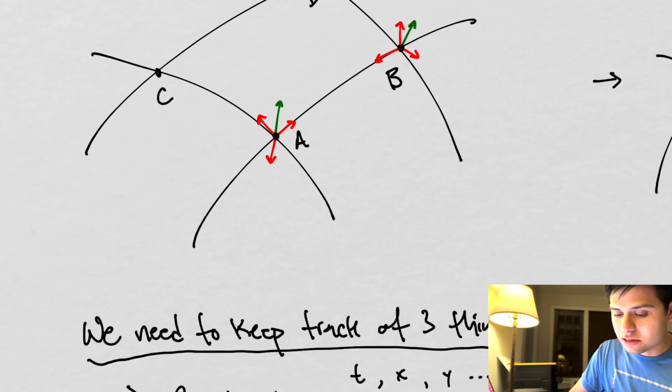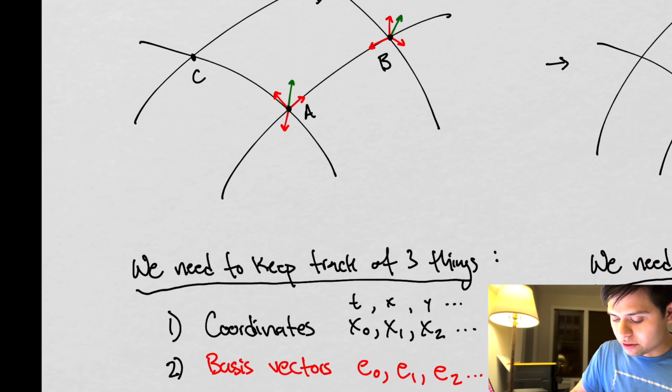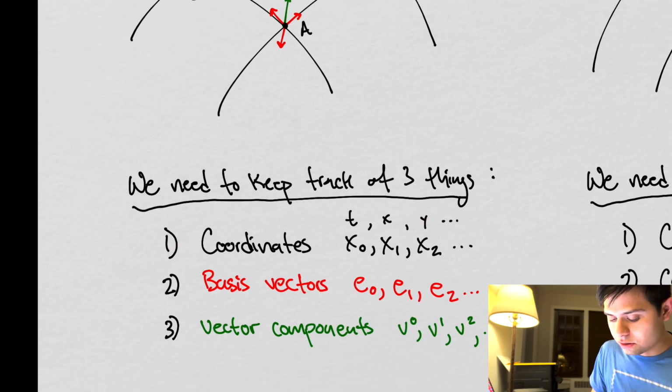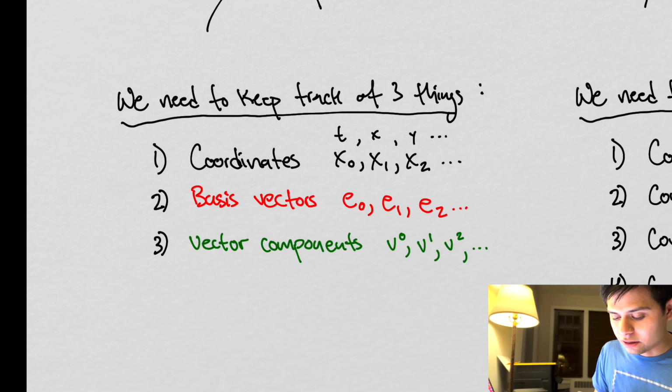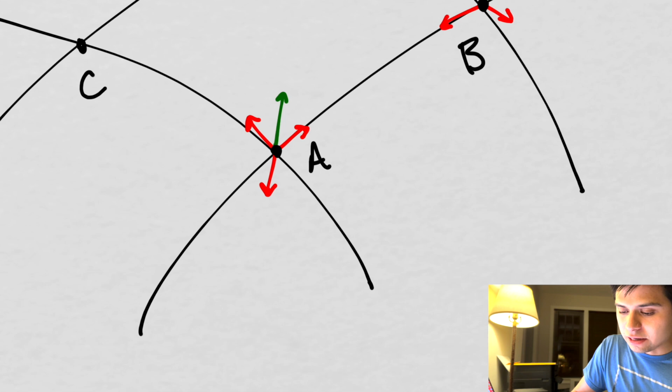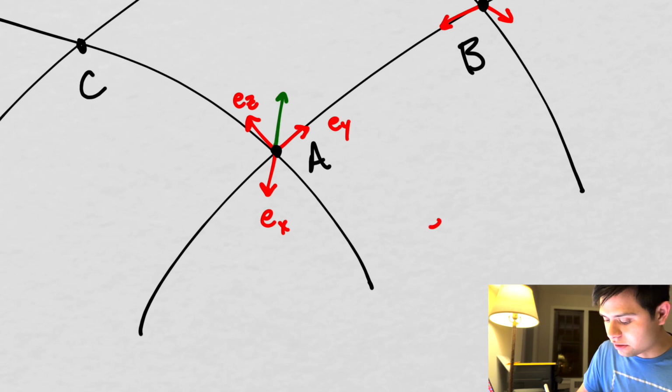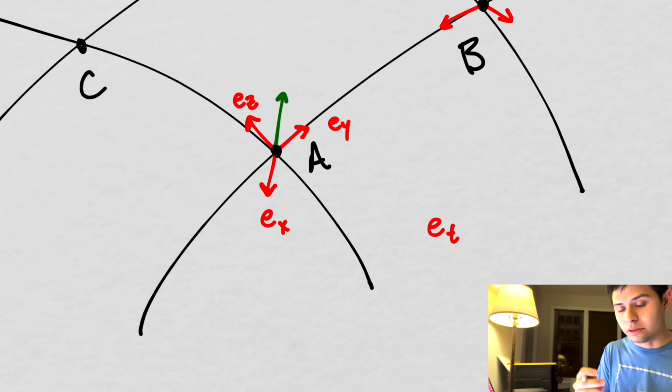And then we have these basis vectors that we want to also keep track of. So we need to keep track of coordinates, right here, and we also need to keep track of our basis vectors. Again, these are these red guys. So E, say, in the x direction, then we have E in the y direction, and then we have E in the z direction. We can imagine there's an E in the t direction also, but one that we can't see.